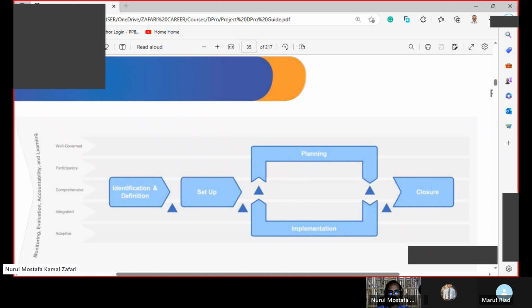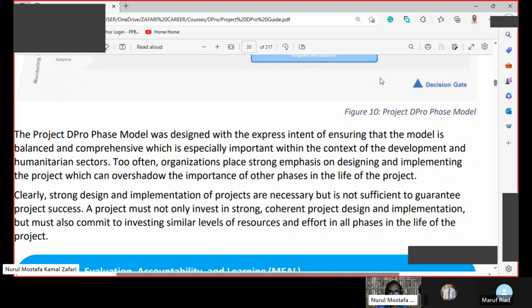so that in each phase, we can implement the projects with the standard that is required by the donor and the other stakeholders, because the art of project management is all about the way we manage the projects, and managing projects means we are enhancing the project quality. Now the diagram is done.